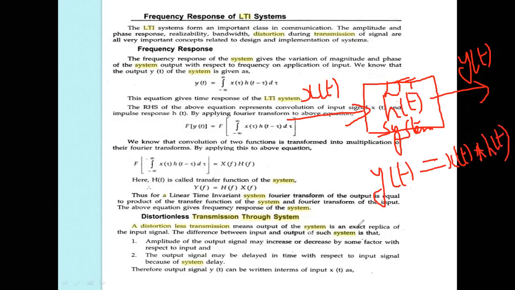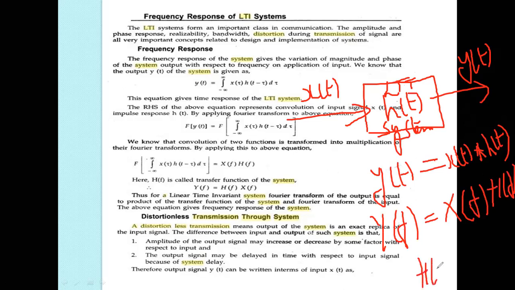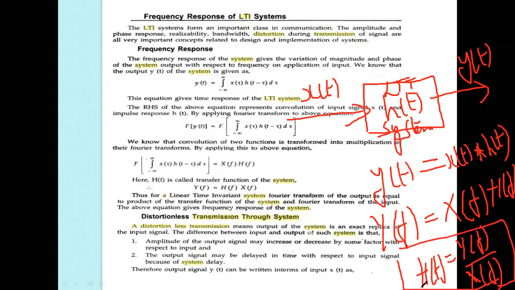What is the Fourier transformation of y of t? Y of f. And the Fourier transformation of x of t convolved with h of t is X of f into H of f. So what is H of f? It is the transfer function, output by input. The output is Y of f, my friends, and the input is X of f.